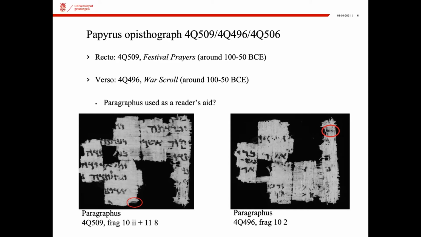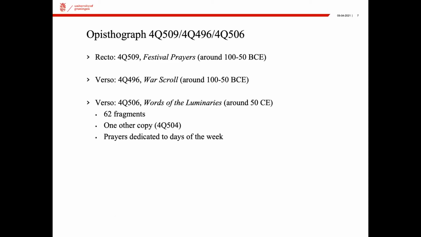So finally, below 4Q496, still on the verso of this manuscript, we find 4Q506, which survived in about 62 poorly preserved fragments. And 4Q506 is a second witness of Words of the Luminaries, which is a prayer cycle intended for liturgical use in the context of days of the week. Among others, Esther Chazon has demonstrated the common structure of these weekday prayers.